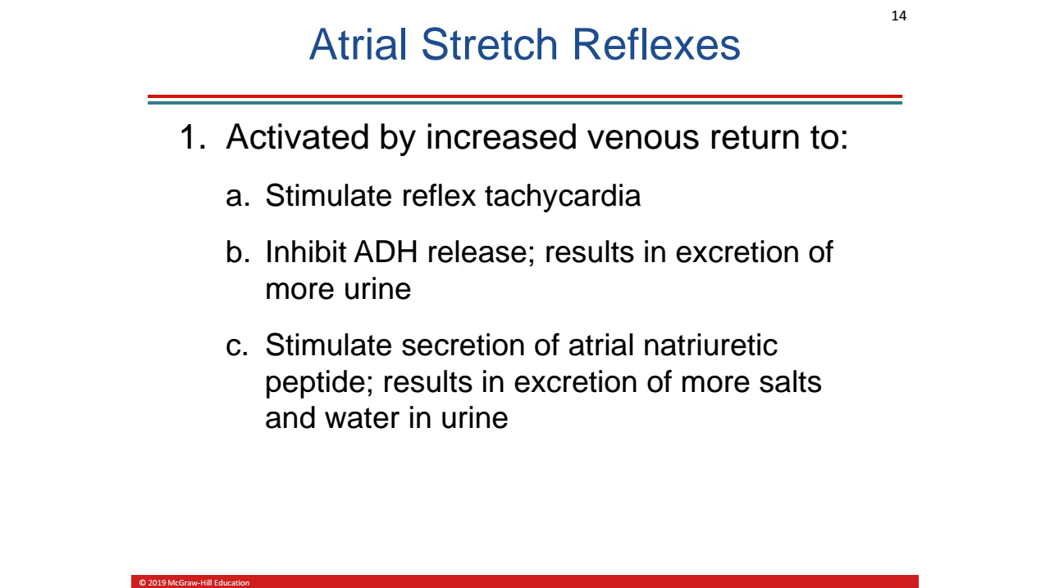The third effect is to stimulate the secretion of atrial natriuretic peptide, or ANP. This peptide results within the kidney in the excretion of more salts, NaCl, and as those salts are being secreted into the kidney tubules, where they'll eventually end up in the urine and be excreted, water will follow by osmosis. So in other words, the water follows the salts, and you end up with more volume of urine, and again, that reduces the blood volume because you're removing water from the system.